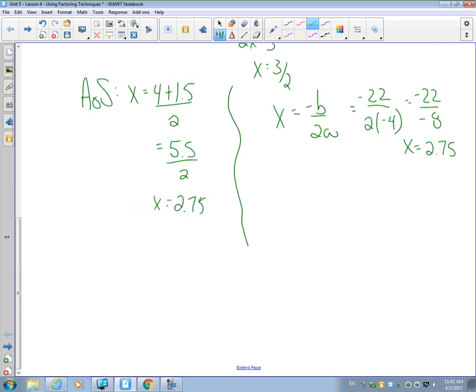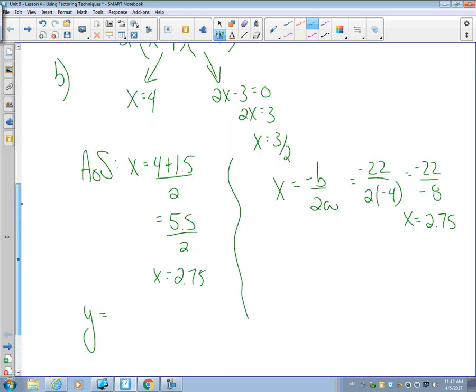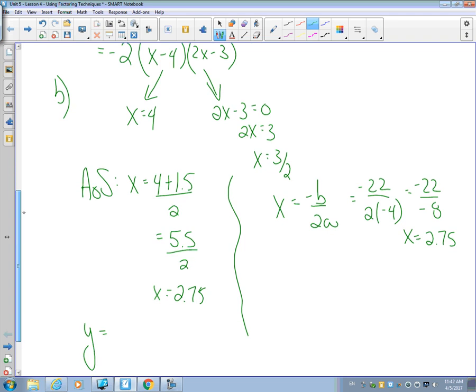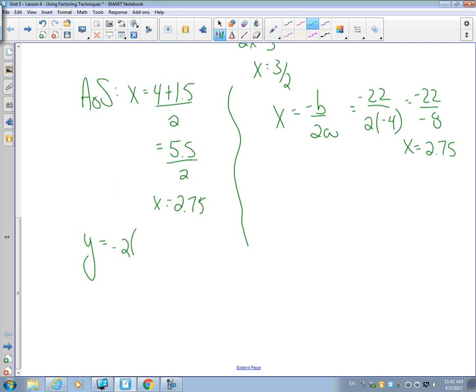Either way, I need to figure out the y. Now, if I continue with this format of factored form, I can plug the 2.75 back into factored form. So that'd be my -2, and then 2.75 minus 4 in one bracket, and the other bracket was 2x minus 3. So 2 times 2.75 minus 3. And then I can do some BEDMAS.